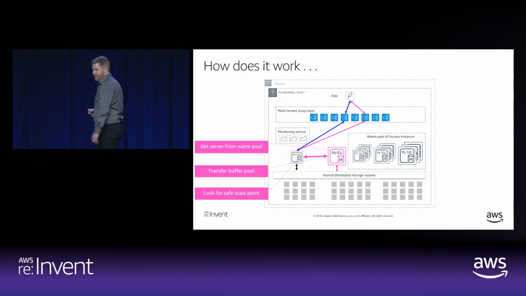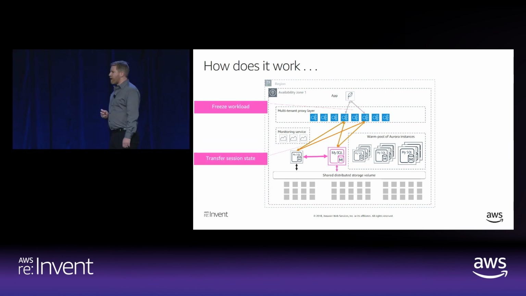And finally, we look for what we call a safe scale point, which basically means we look for a point where your production workload is up and running, but there's no single long mutating transaction that we can't easily transfer over to the new box. So you don't have to disrupt any of your in-flight transactions when you do the cutover. We find the safest point for you to scale so that your application doesn't feel any downtime.